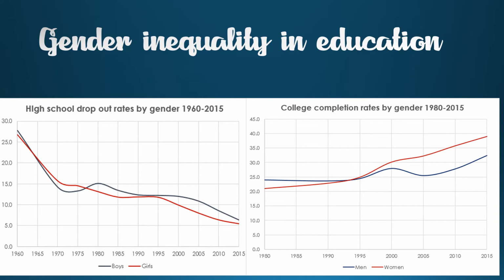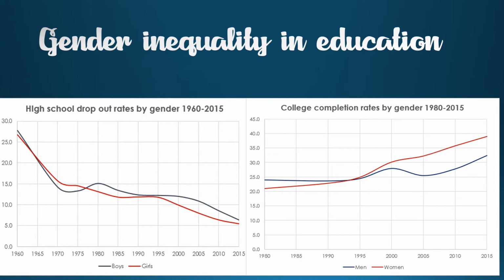So as you can see by these two data points, on the one hand, you have the dropout rates, and the red line represents girls and the blue line represents boys. And as you can see, girls have been dropping out less than men ever since the 1970s, right? So it's been a very persistent pattern. And then if you take a look at this next chart, which refers to the college completion rates by gender, you can see that girls are outpacing men drastically.